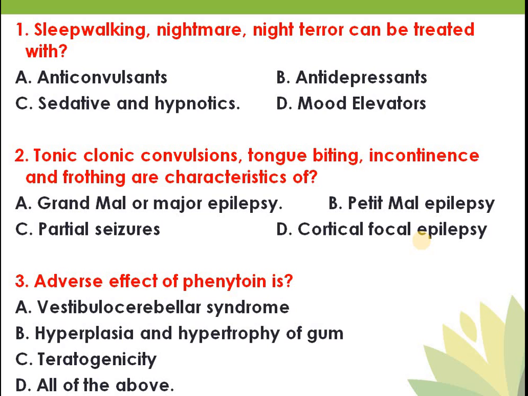Okay, it is also used in the status epilepticus. Now we'll see what are the adverse effects of phenytoin. You can remember the adverse effects of phenytoin by 6H, six H's. First will be hypertrophy of gum, hyperplasia and hypertrophy of gum. Then hirsutism. Hirsutism means there is a growth of hair on the face of a female.